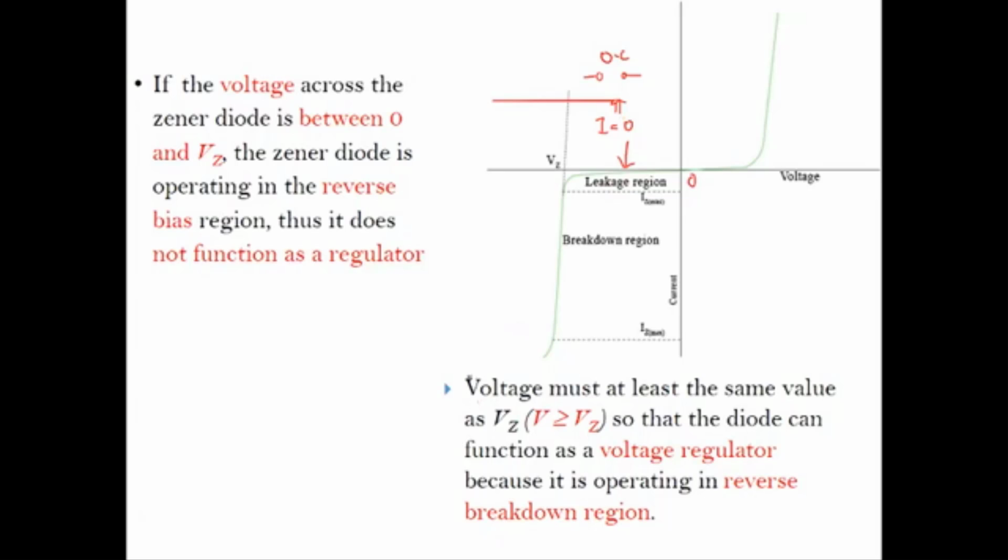In order for the Zener diode to operate as a voltage regulator, the voltage must be at least the same value as VZ, so that the diode operates in the reverse breakdown region. Here it is on, and here it is off. For the Zener diode to turn on, VR must be higher than VZ. The magnitude of the reverse voltage must be higher than the magnitude of VZ, so it needs to be in this voltage region.